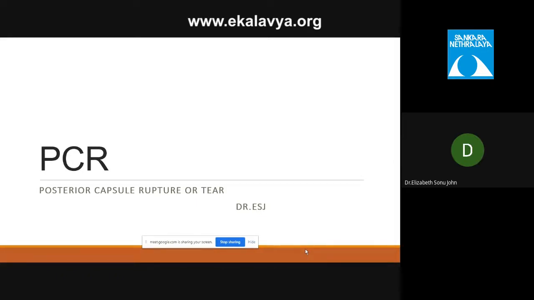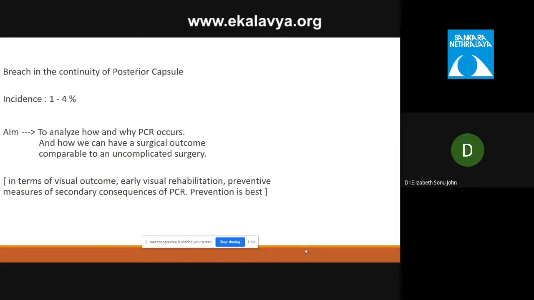When we drive on the road, we see many signs telling us which way to go. But if we keep ignoring those signs, then we can land up in an accident. Similarly, as you do surgery, it's very important to know where we are going. So PCR is a breach in the continuity of the posterior capsule. Incidence is about 1 to 4%.